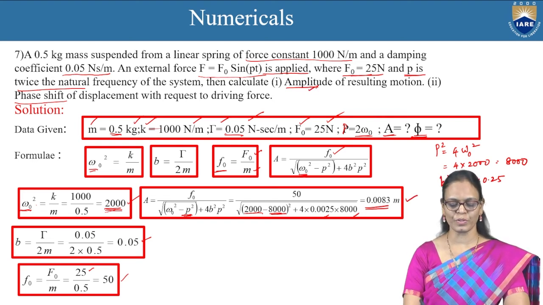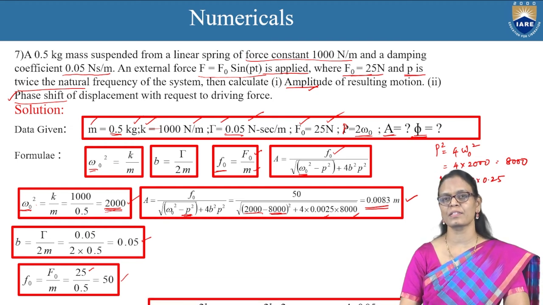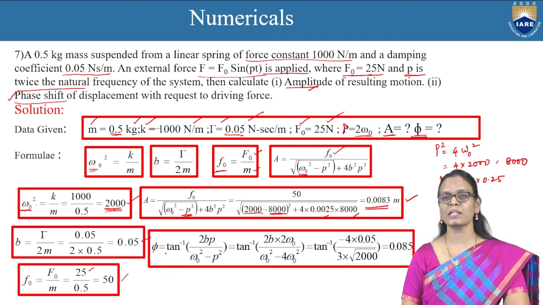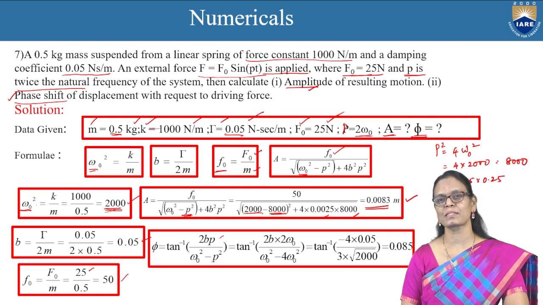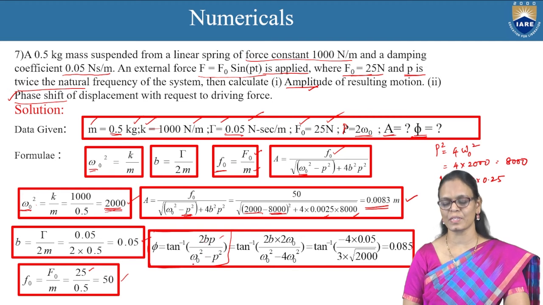Now, after amplitude, we need to calculate the phase. So what is the formula for phase? Phi is equal to tan inverse 2 BP by omega naught square minus P square. So this is the formula for calculating the phase. So it is simple because we have all the values ready. We have got omega naught square, we have got P square, we have got P. Now it is just substitution.